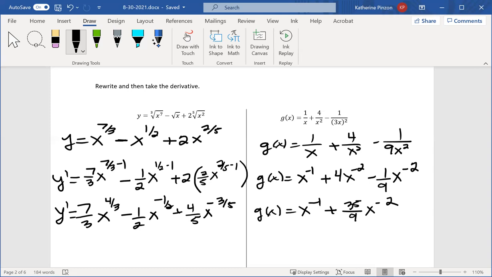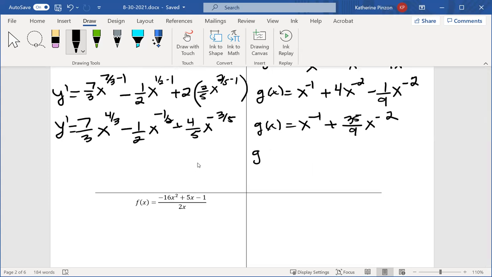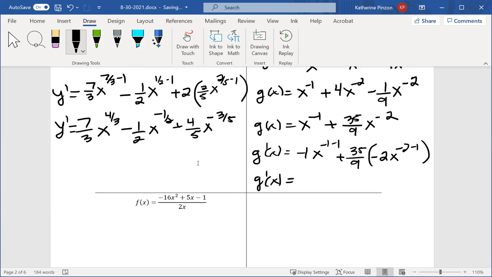Now I'm going to do some calculus. The derivative of x to the -1 is going to be, bring the power in front, -1 x to the -1 minus 1. Yep. Plus 35/9. That guy just stays there. Bring the power in front, -2 x to the -2 minus 1. Yeah, be careful when you have negatives and you're subtracting. They're going to go more negative, right? So this is -1 x to the -2 minus 70/9 x to the -3.